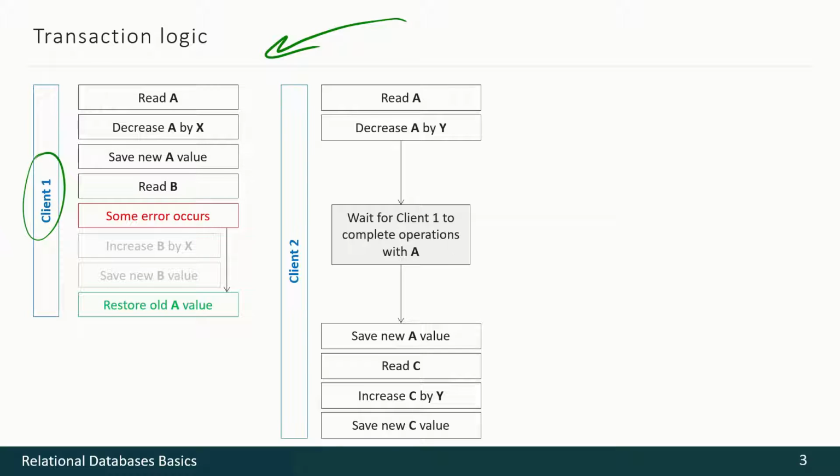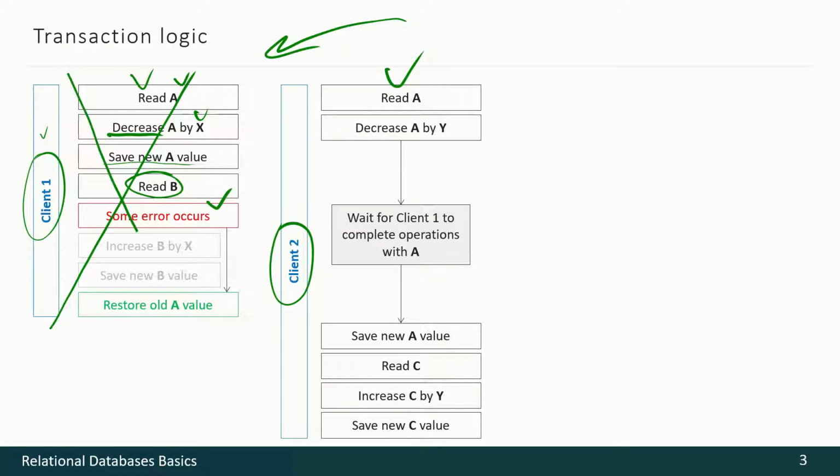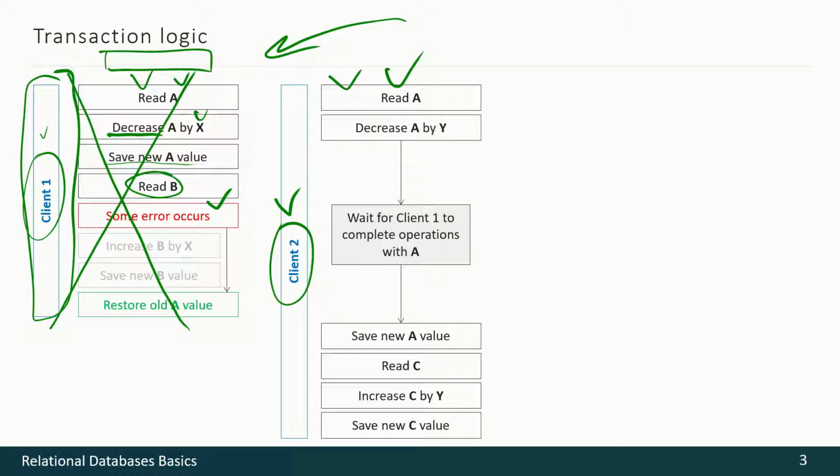Imagine we have two clients working with the same account. The first client reads the account value, decreases it by some value, saves the new value, then the destination account should be updated, but some error occurs here. So all the operations are cancelled and the database returns to the situation it had before the whole transaction had begun.